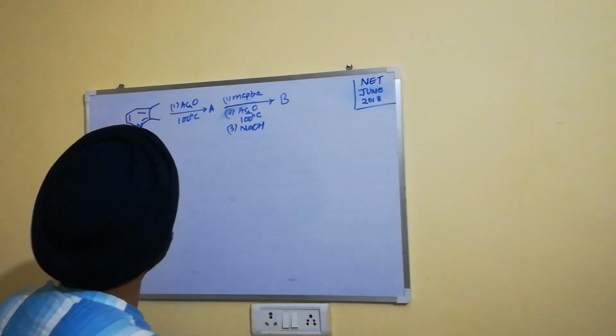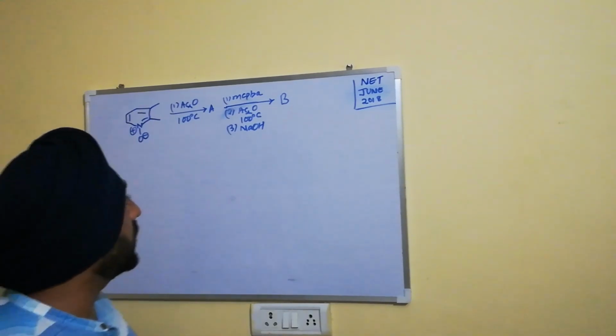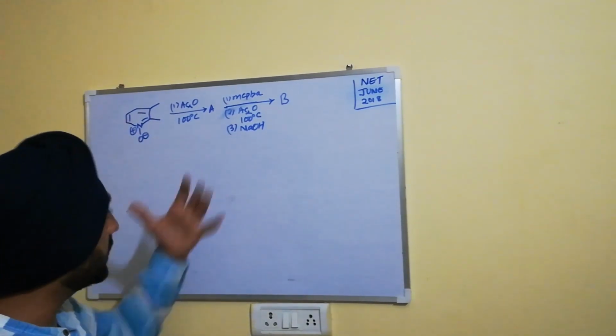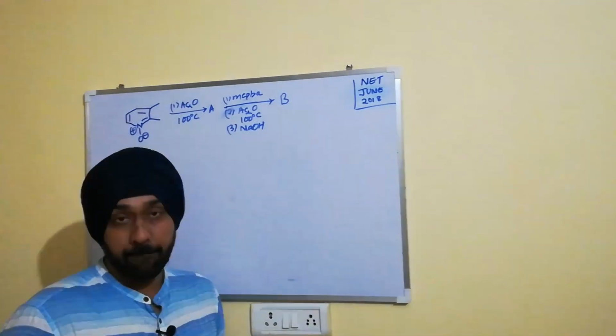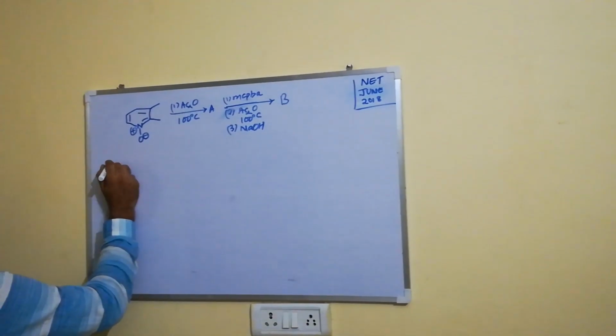Where pyridinium N-oxide is treated with acetic anhydride to give compound A, which then undergoes a series of reactions to give compound B. Okay, so let's just see how to go about doing this particular problem.